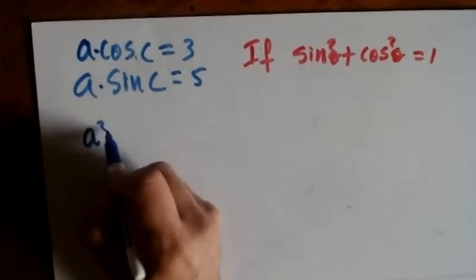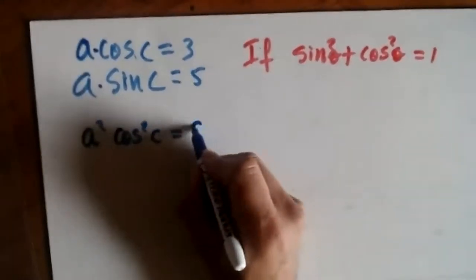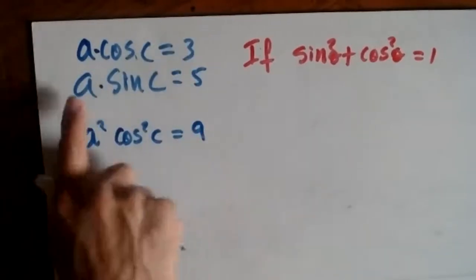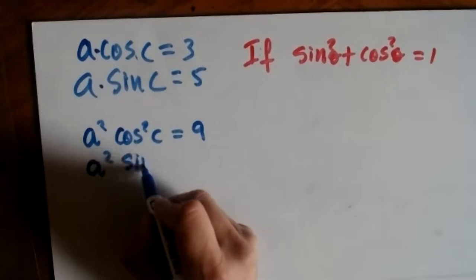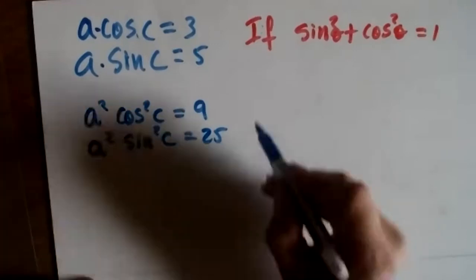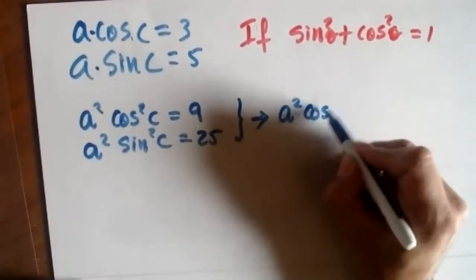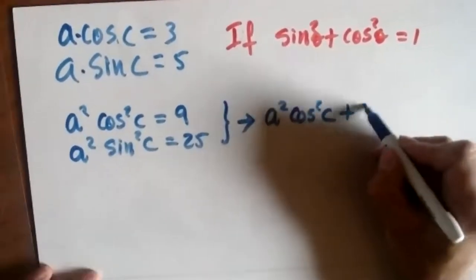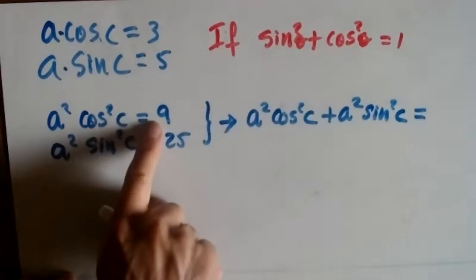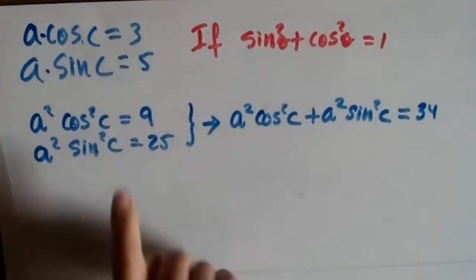So I have a squared cosine squared c equals 3 squared, 9. So I square this one. So I square the a, square the cosine, square the 3. And then I square the second one. A squared sine squared c equals 5 squared, 25. Now what I'm going to do is add them. So I'm going to do a squared cosine squared c plus a squared sine squared c equals 9 plus 25. And that is 34. So everybody see what happened?